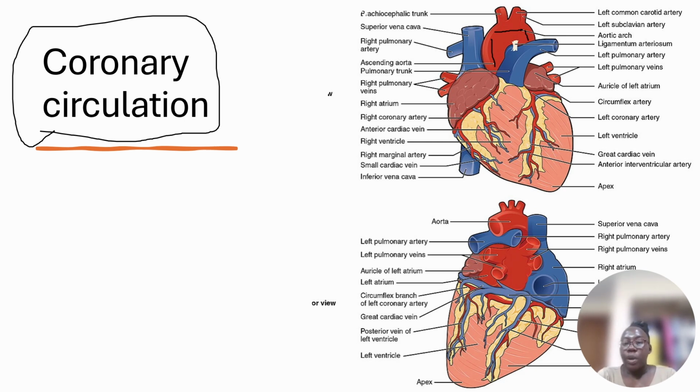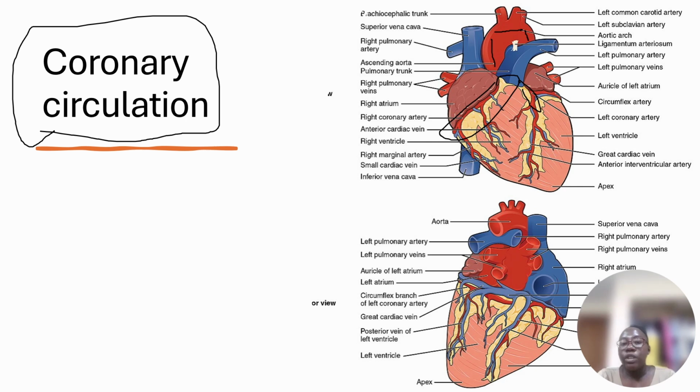From the ascending aorta, we're going to have the coronary arteries, which are the arteries that give blood to the heart. The aorta is the only vessel which provides blood for the heart, as well as nutrients for the entire body. So the coronary arteries arise from the ascending aorta into the right coronary artery and the left coronary artery.